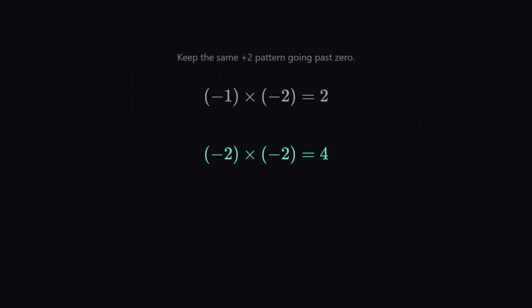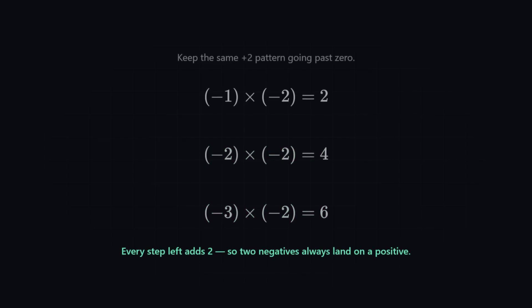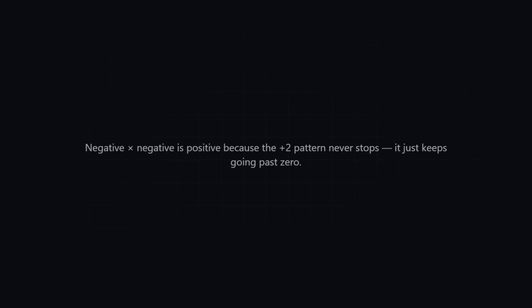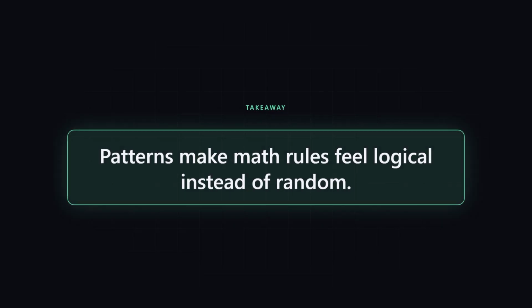Every step to the left still adds 2. So two negatives always land on a positive. Patterns make math rules feel logical, not random. Next time a rule feels weird, look for the pattern. It's probably already there.